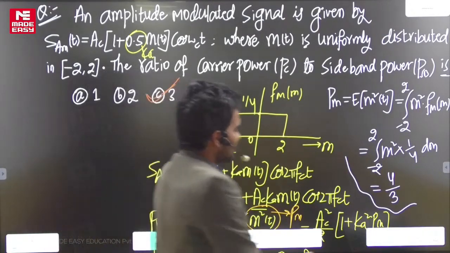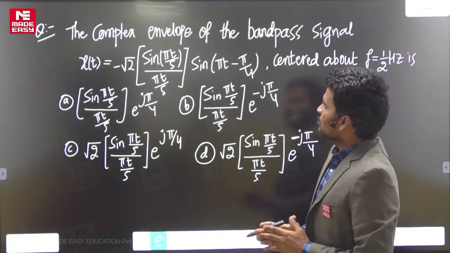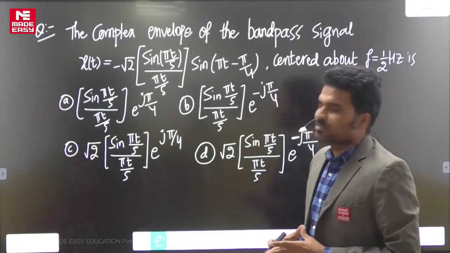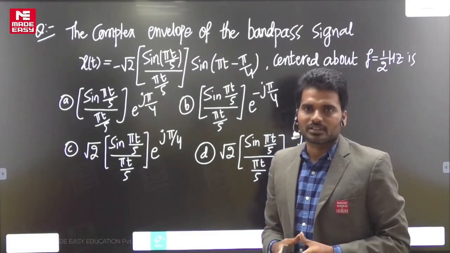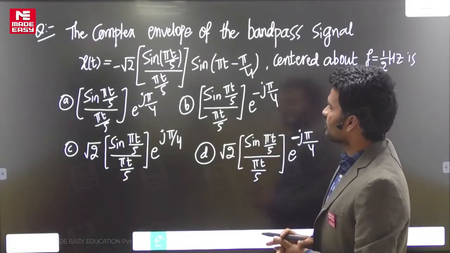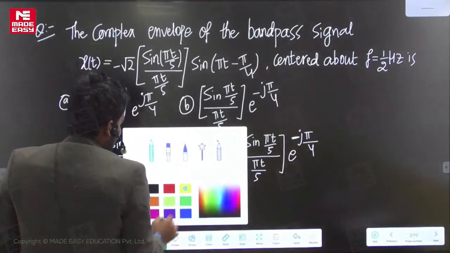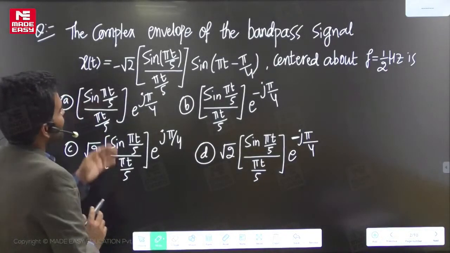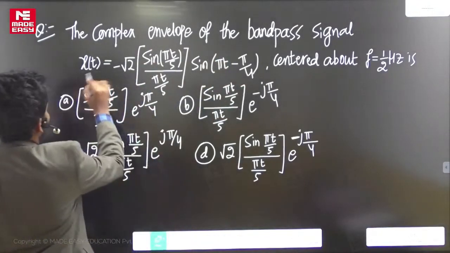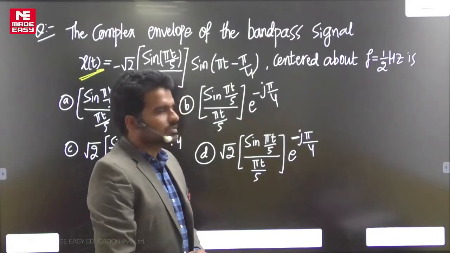If you see the next question, most of the students are getting confused in finding the complex envelope of a signal and the pre-envelope of a signal. So I want to do a problem on complex envelope. It is a previously given GATE question. We have to find the complex envelope of this baseband signal x(t), which is centered about f equal to 1 by 2 hertz.